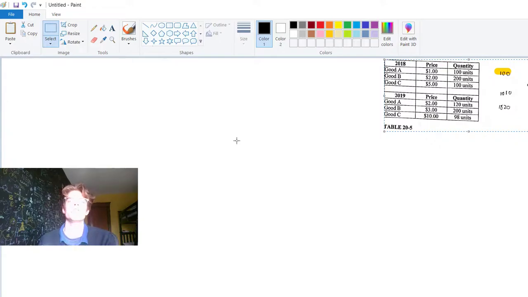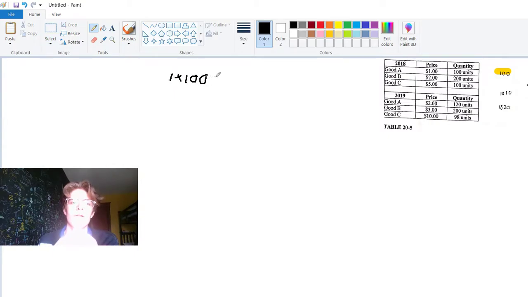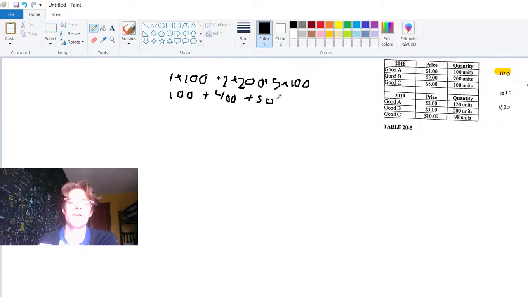So GDP is just all the goods. In the first year, it would be 1 times 100 plus 2 times 200 plus 5 times 100, which is 100 plus 400 plus 500, so 1,000. So that's our base GDP.